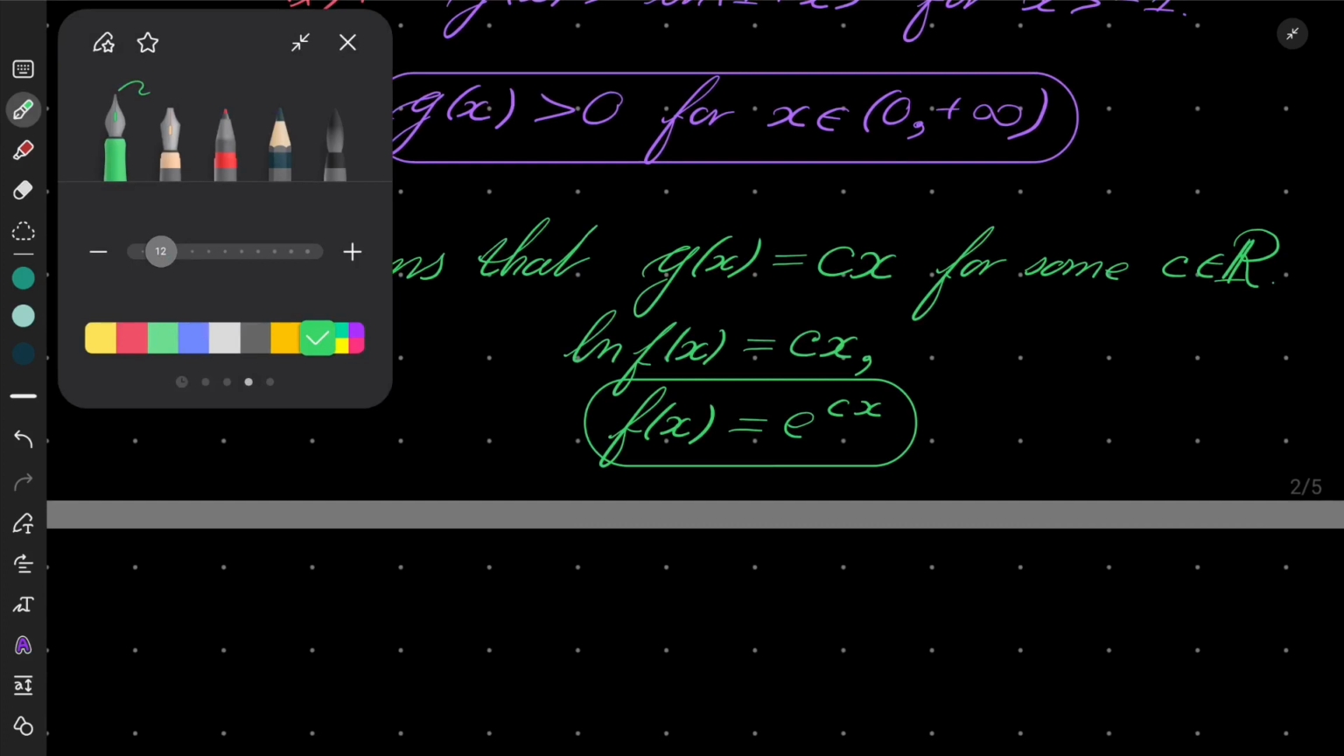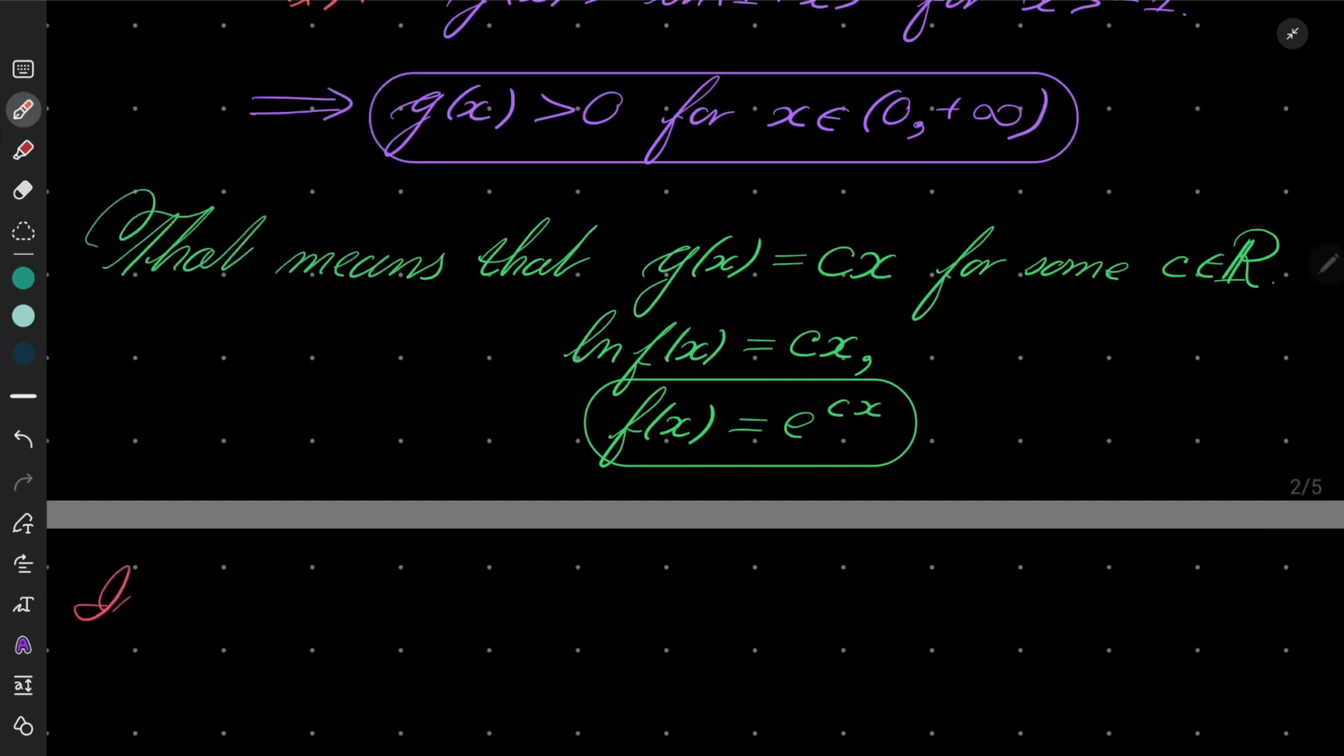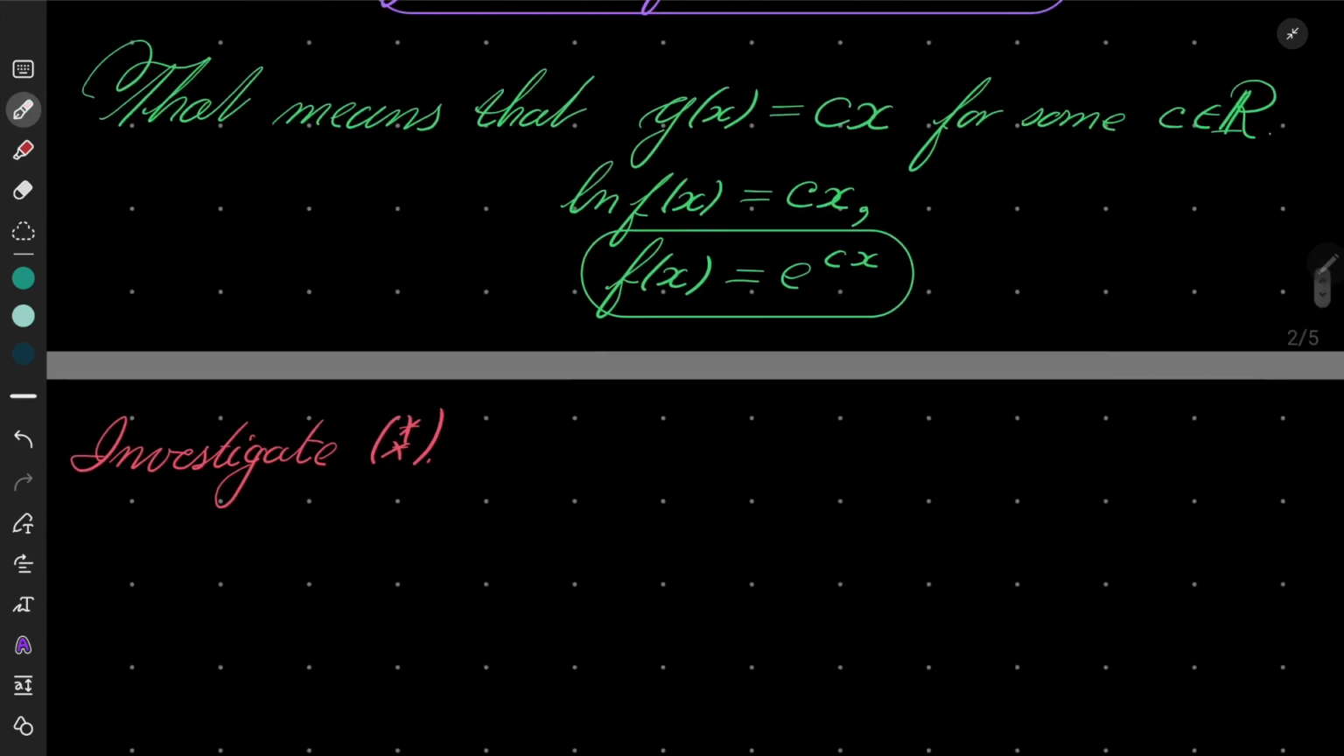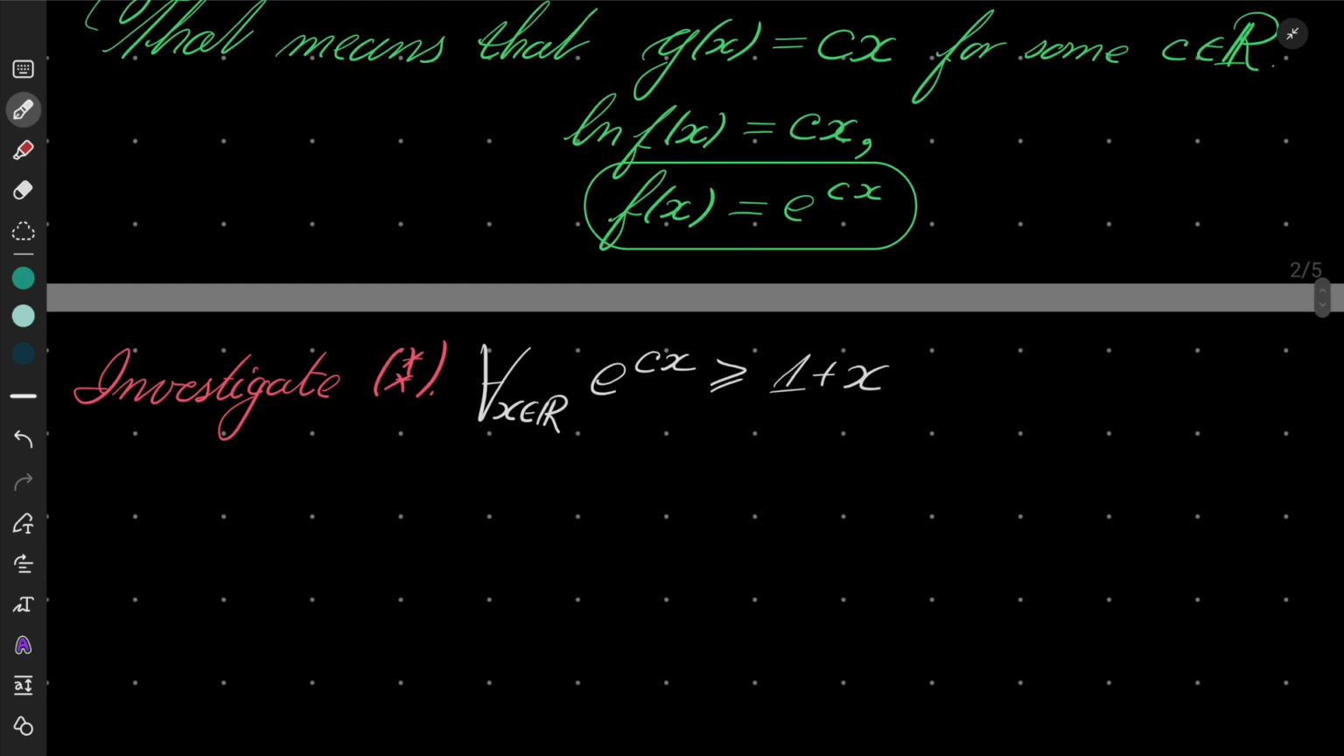So now let's investigate our condition double asterisk, which says that the following should be satisfied: that e to the power cx should be greater than or equal 1 plus x for every real number x. The question is, for what values of constant c is this satisfied for every real number x? So first, I will consider two cases separately.